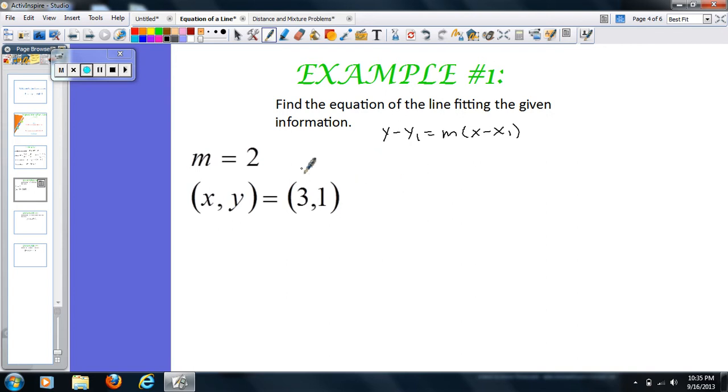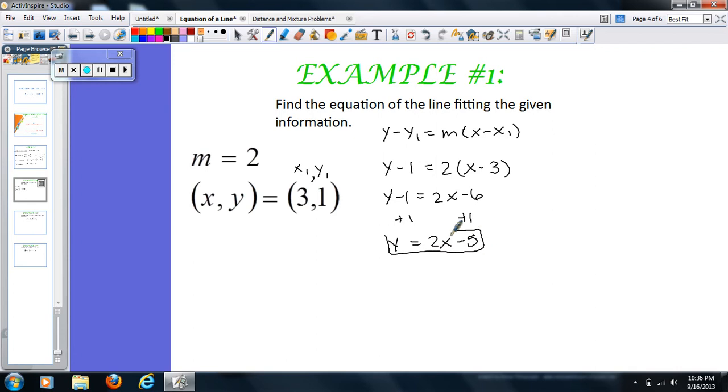So I'm going to go ahead and plug this in. This is going to be x1, this is y1. So I've got y minus y1, which is 1, equals m, which is 2, times x minus x1, which is 3. And now I'm going to just do like we did before, and I'm going to simplify and solve for y. So I get y minus 1 equals 2x minus 6. And now I'm going to add 1 to both sides, and I get y equals 2x minus 5. And this is the equation of our line.